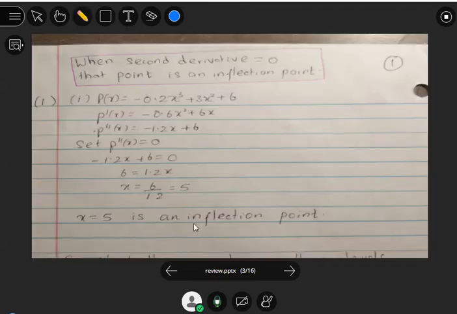We need to find the second derivative. So this is our original profit function. Then I take the first derivative here, then I take the second derivative here. Here I have set my second derivative equal to 0. Then by solving this simple equation I can obtain x is equal to 5. So x is equal to 5 is an inflection point.